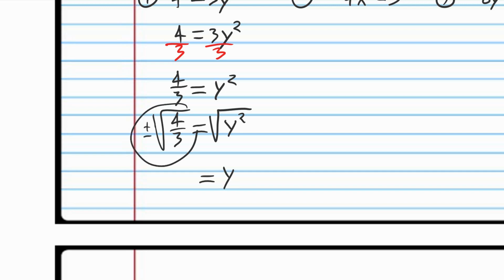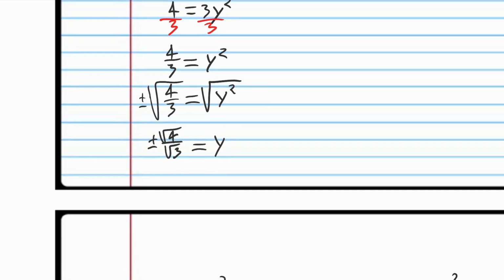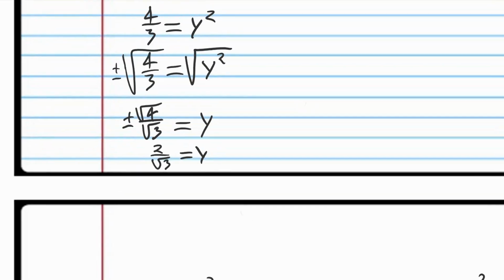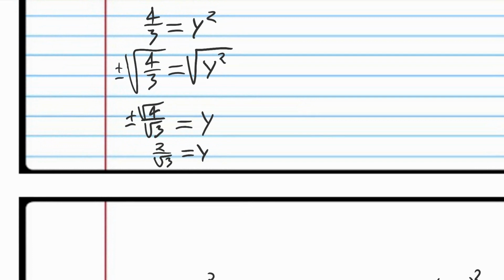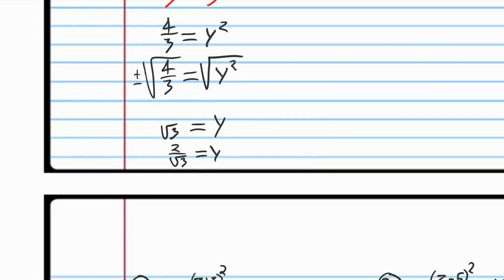So now we've got y is equal to square root 4 over 3. Now, we learned in the last class how to deal with these square roots. So that just becomes square root 4 over square root 3. And that then simplifies to 2 over square root 3 is equal to y. And then we have to rationalize the denominator. So we multiply both sides by root 3, and we get 2 root 3 over 3. So I'm not going to explain all of that, because if you did the homework from the last class, you should be able to figure that out on your own.